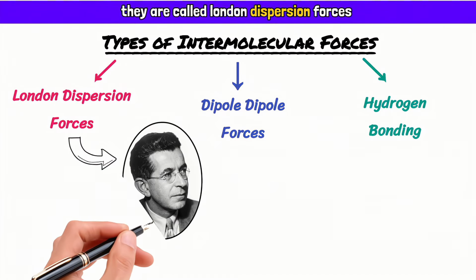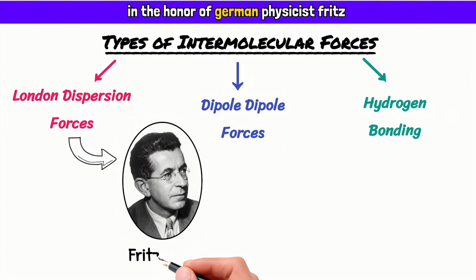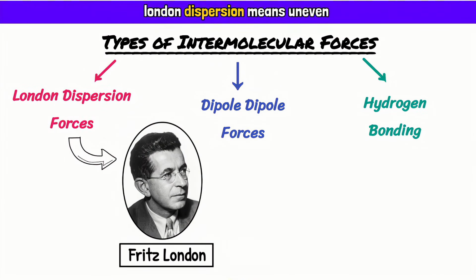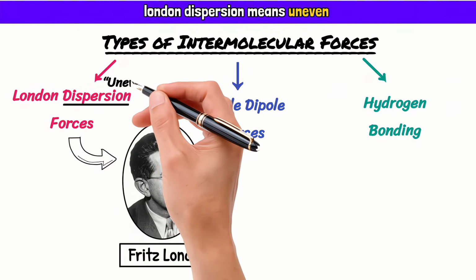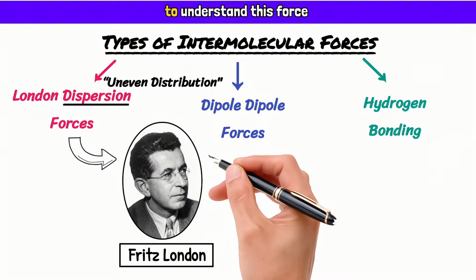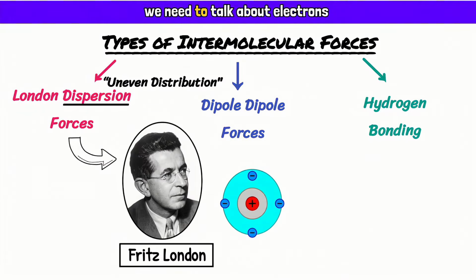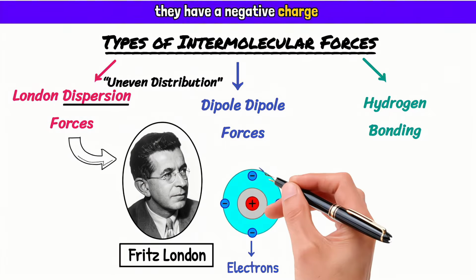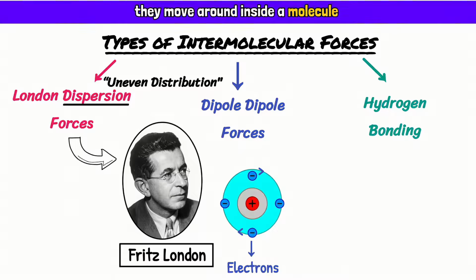They are called London dispersion forces in the honor of German physicist Fritz London. Dispersion means uneven distribution of electrons in an atom or molecule. To understand this force, we need to talk about electrons. Electrons are very tiny particles. They have a negative charge. They move around inside a molecule.